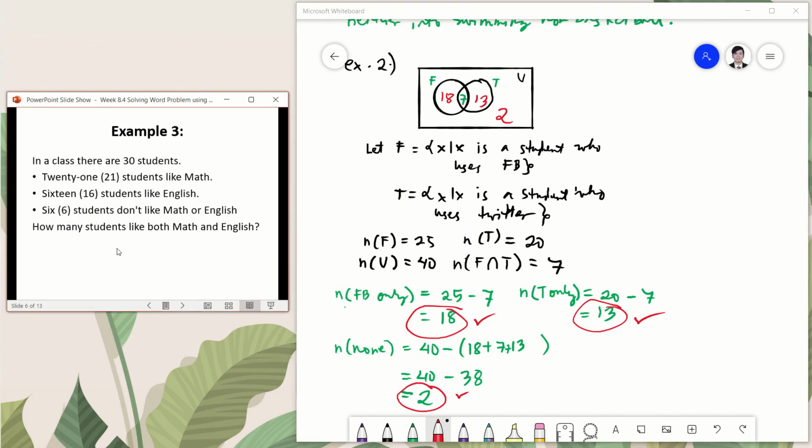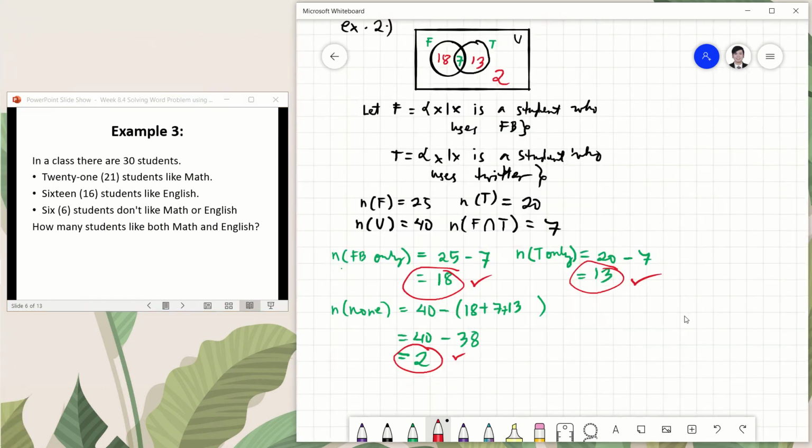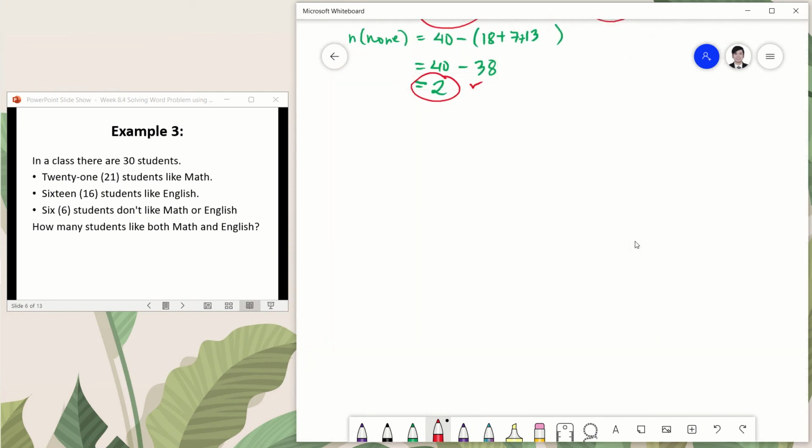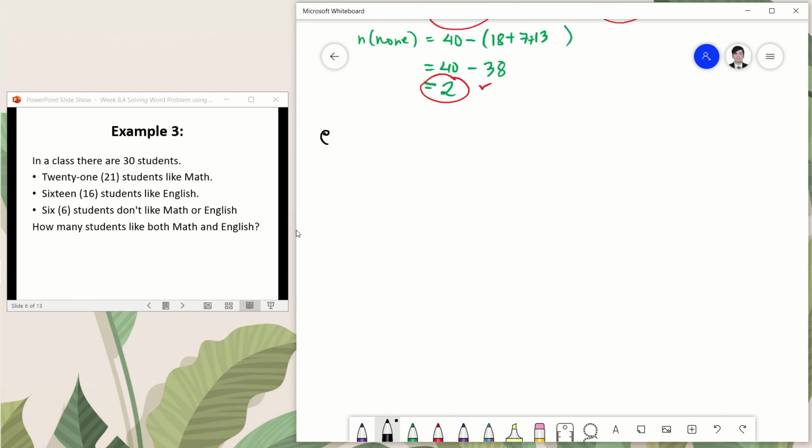Okay, let's have example 3. In a class, there are 30 students. 21 students like math, 16 students like English, 6 students don't like math or English. How many students like both math and English? This time, something new here is we're asked about how many students like both. So how will we do this? Same, we will be using a Venn diagram to answer the problem.